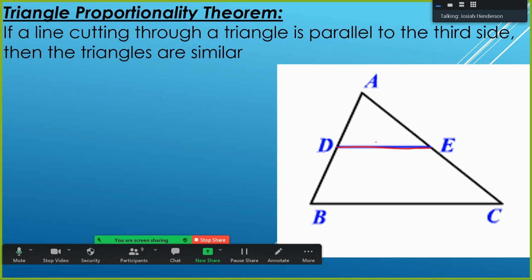If this line that's cutting through the middle is parallel to the third side, so that means not side AB, not AC, not the two that it's cutting into, but the one across from it down here. If those are parallel to each other, then it means the two triangles we see are similar. So little triangle ADE is similar to ABC, the larger one.